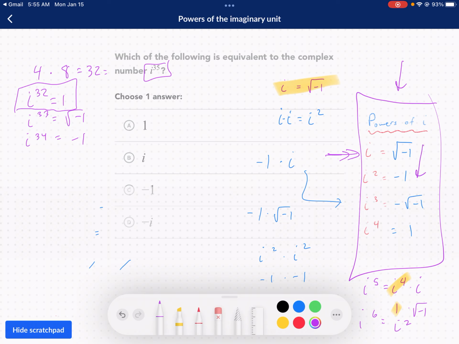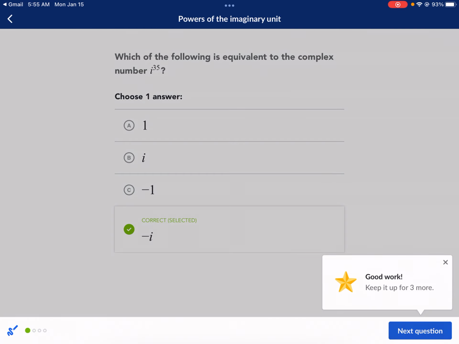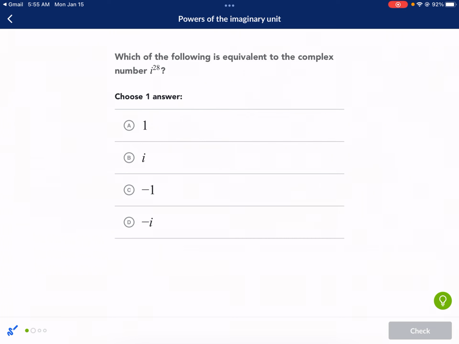I'm just reading right from here down. And then i to the 35th is going to be negative square root of -1, or negative i, which is what the answer is right there. So I'm going to put D, check it, and I'm done. Okay, now we're rolling here.